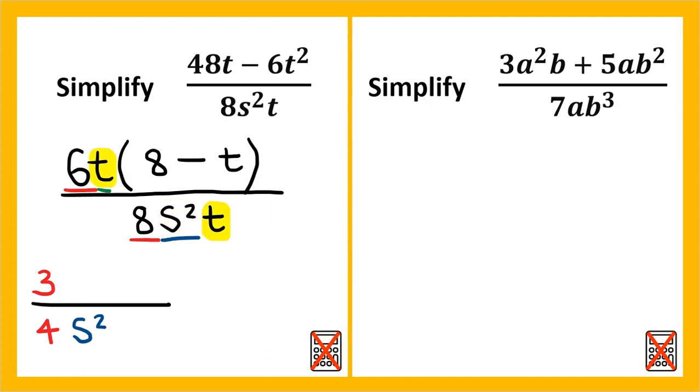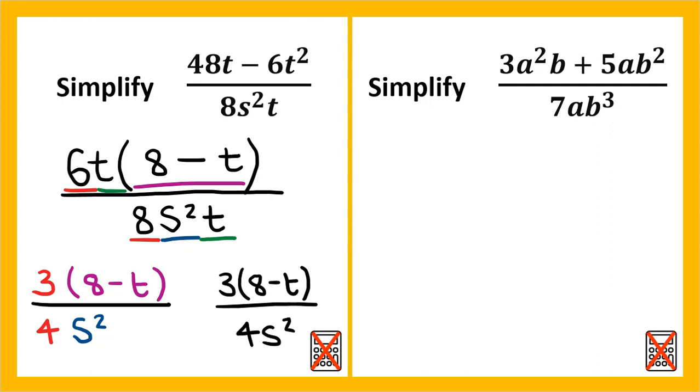and we'll remain with s squared at the bottom, and t at the top will cancel with t at the bottom, leaving us with the bracket, which we'll still need to include on the top, so 8 minus t. Tidying it up, we have 3 bracket 8 minus t over 4s squared.